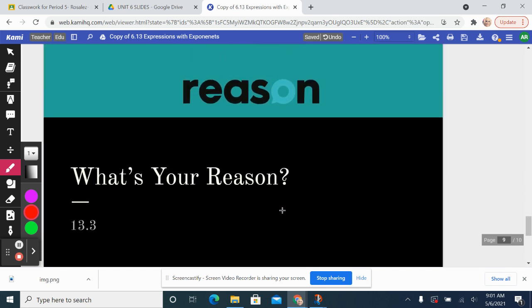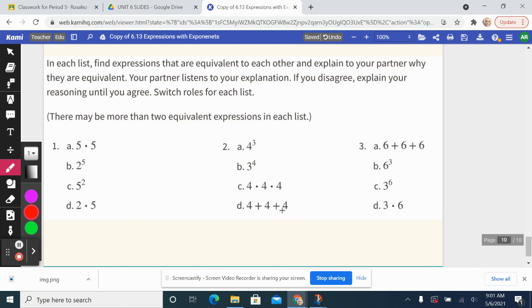All right, so now I want you to move to section 13 in your book. Whatever page that is, it's called What's Your Reason? And we're going to do only 1, 2, and 3. So in each list, find expressions that are equivalent. Remember that equivalent means equal. You're not going to work with a partner. We don't have partners, so we are just going to do this here. So number 1, we're looking for things that are the same. Okay, so 5 squared. We're looking for another one that matches 5 squared. Well, the answer is 5 times 5. Remember, 5 squared means 5 times 5. So for number 1, you're going to circle A and C.